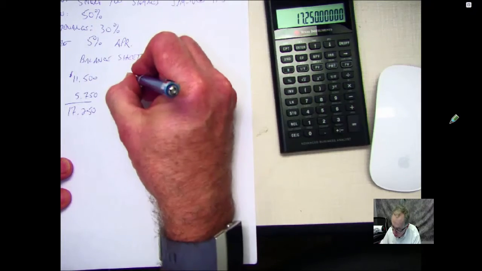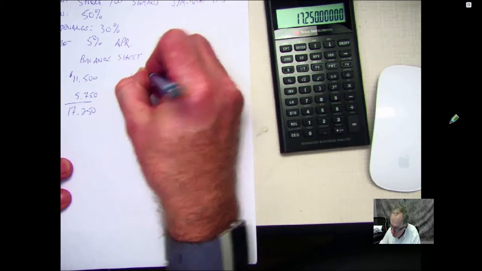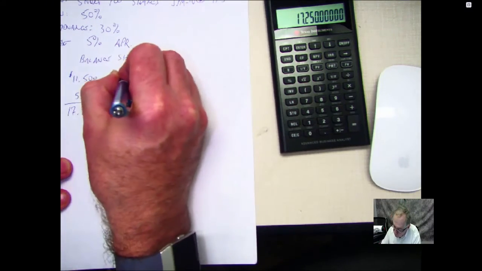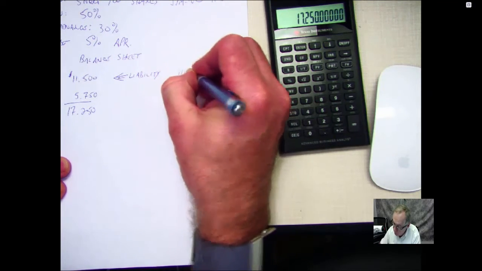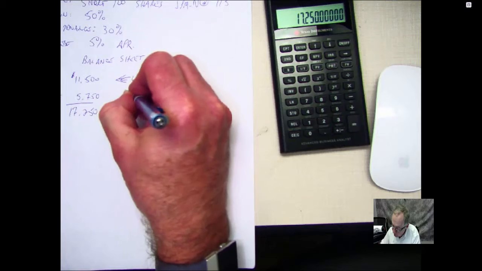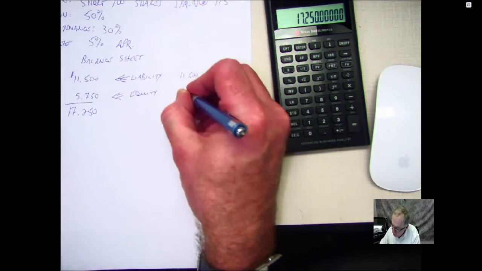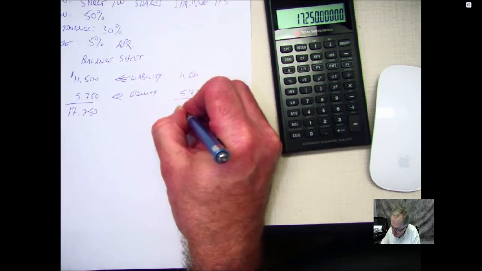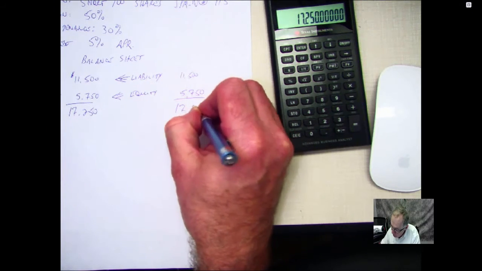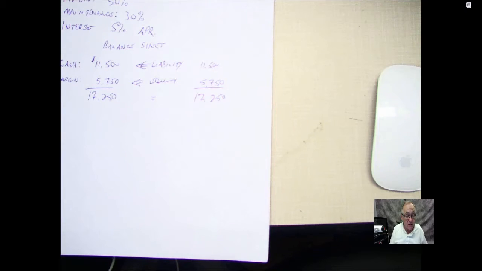On the liability side, we've borrowed this money, 11,500, so that's our liability position. Our equity position is the cash we've put in, 5,750. So those will total as well, 17,250, to give us an equality balance sheet. Okay, so that's the first step.